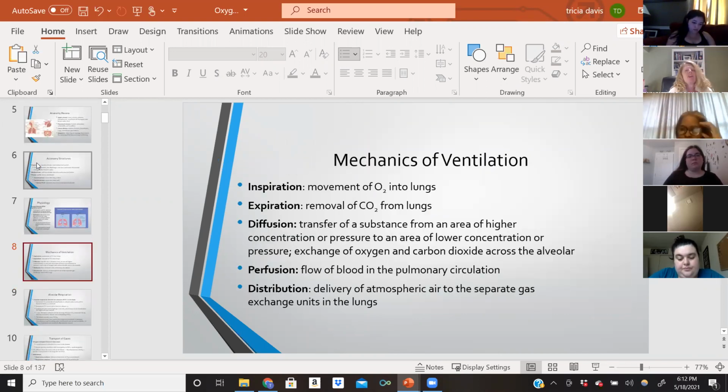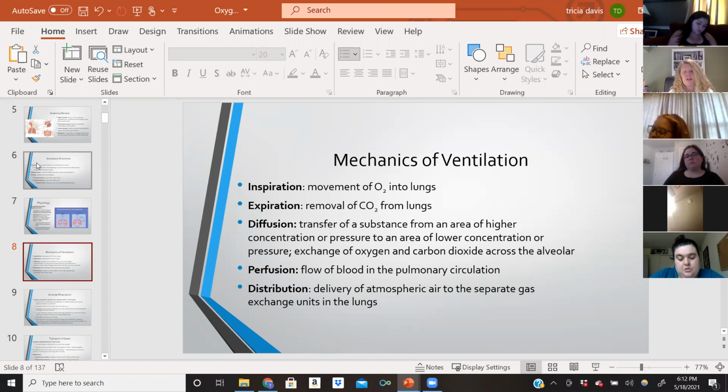What are the mechanics of our ventilation? We have inspiration, expiration, diffusion, perfusion, and distribution. So inspiration is that movement of oxygen into the lungs when we take a deep breath in. Expiration is when we breathe out and we're removing all the carbon dioxide from our lungs.